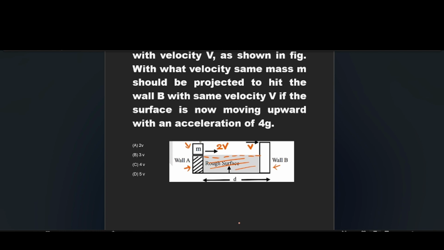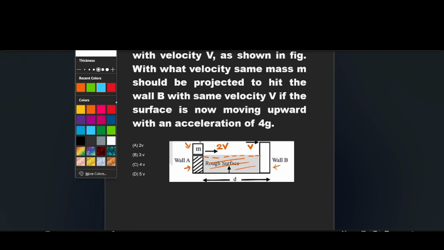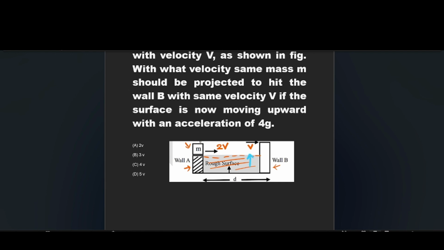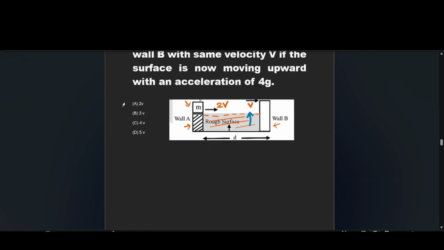What is happening next? The next case is this rough surface moves with acceleration 4g in upward direction. Then what should be the velocity imparted to the block M so that it reaches block B with the same velocity? Okay, very easy concept, very easy problem, interesting. Before that, we'll see what the basic concept involved in this is.